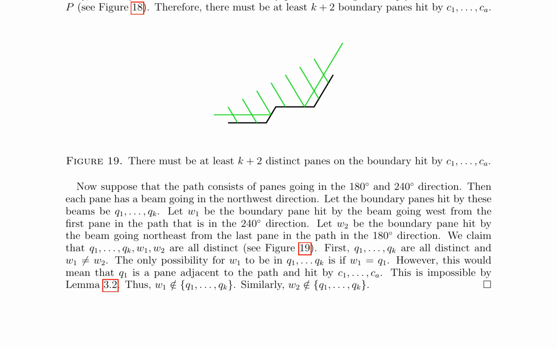This result significantly contributes to the understanding of the maximum number of cycles in triangular billiards, providing a crucial step in the proof of the main theorem. The use of contradiction in geometric reasoning allows the authors to establish a lower bound on the number of distinct boundary panes hit by the beams, further elucidating the properties of these systems.